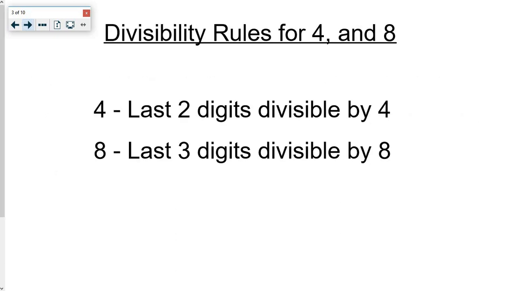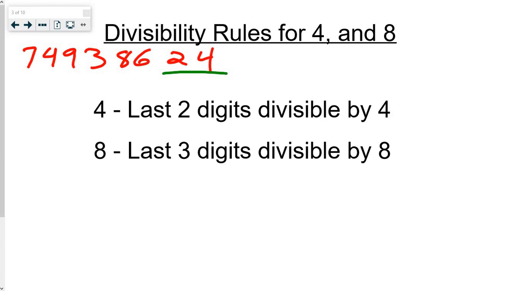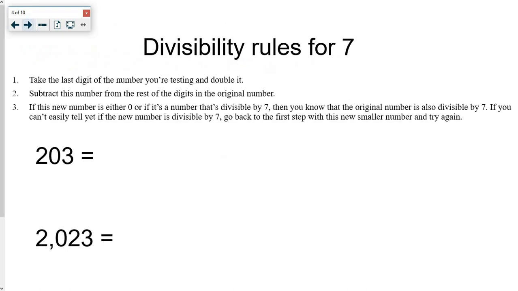So for 4, the last two digits must be divisible by 4. If we take 7,493,824, and we look at the last two digits, we know that it's divisible by 4 because that follows the rule. 24 is divisible by 4. And for 8, the last three digits must be divisible by 8. This is a tricky one because I don't know a better way to do that. That's just the rule. So 8 is tricky.